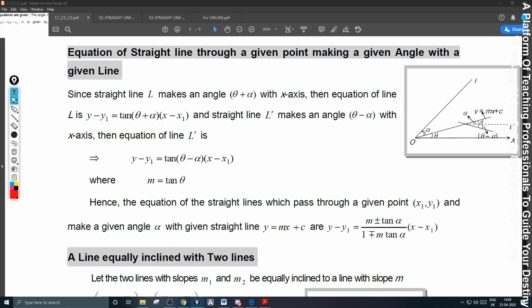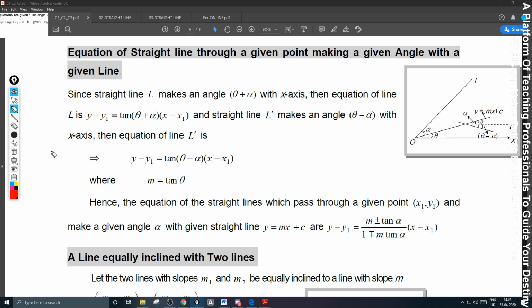Next, equation of a line through a given point making a given angle with a given line. Now here, what I'd like to say is, if you remember the formula, that will be great. Even if you do not, you must be in a position to solve it.